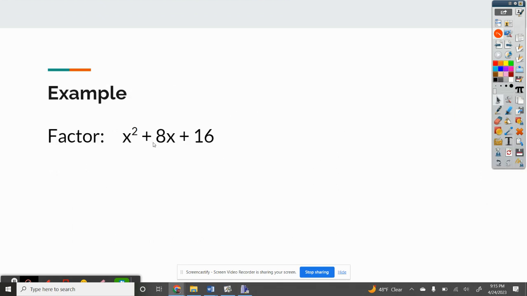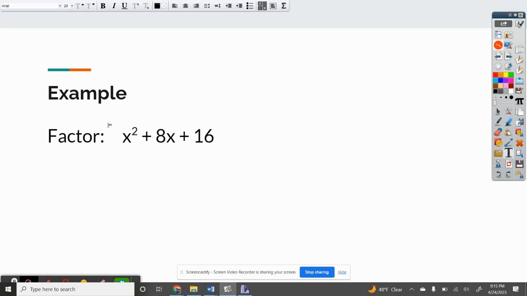Let's do a couple more here. This one, what multiplies to 16 and adds to 8? So factors of 16 are 1 times 16, 2 times 8, and 4 times 4. Okay, we have to pick the set that adds to 8. Clearly, the 4 and the 4 are the two numbers that add to 8 in this example, so we would need to have an x plus 4 and an x plus 4.